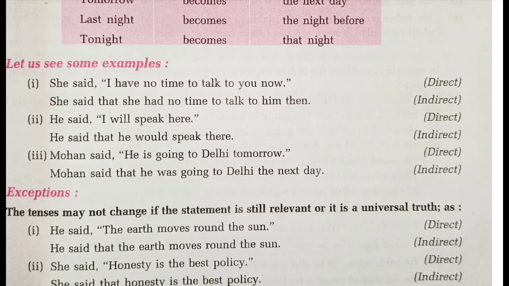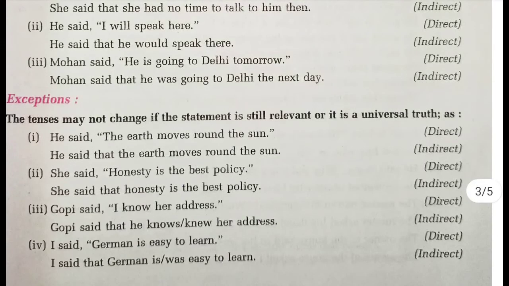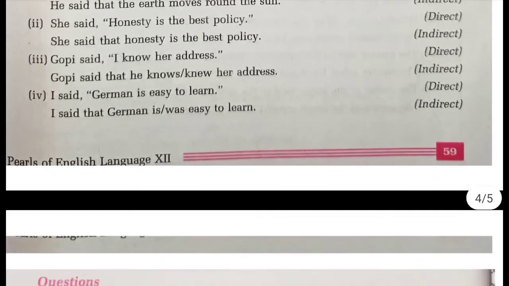Now, the tenses may not change if the statement is still relevant or it is a universal truth. This also you know very well. Let's have a look. He said, "The earth moves around the sun." He said that the earth moves around the sun. He said, "Honesty is the best policy." He said that honesty is the best policy. You cannot make it was. So in case of a statement which is relevant even today as it was before, you cannot change the tense, or something which is universally true like the sun or the earth, then you have to retain the present tense.